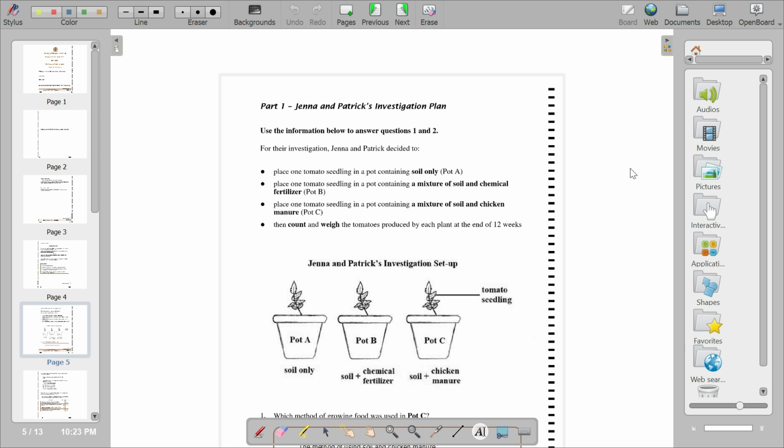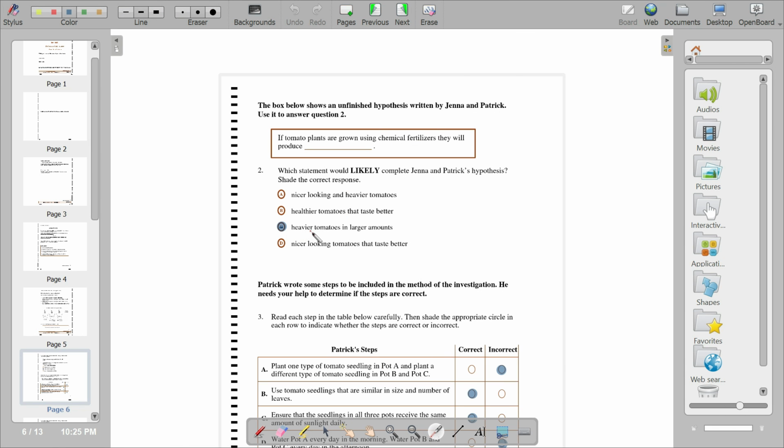Jenna and Patrick's investigation plan. Use the information below to answer question one and two. For their investigation, Jenna and Patrick decided to: one, place one tomato seedling in a pot containing soil only. That's part A. Two, place one tomato seedling in a pot containing a mixture of soil and chemical fertilizer. That's part B. Three, place one tomato seedling in a pot containing a mixture of soil and chicken manure. That's part C.